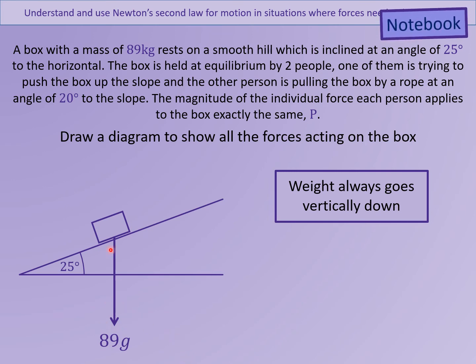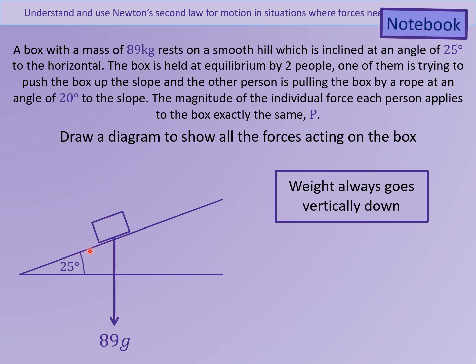Now, what stops this box just ploughing straight through the incline? Well, there must be a resultant force. And this is where people often make a mistake. They put the resultant force opposite to gravity, and it's not. It's a reaction force with the plane.